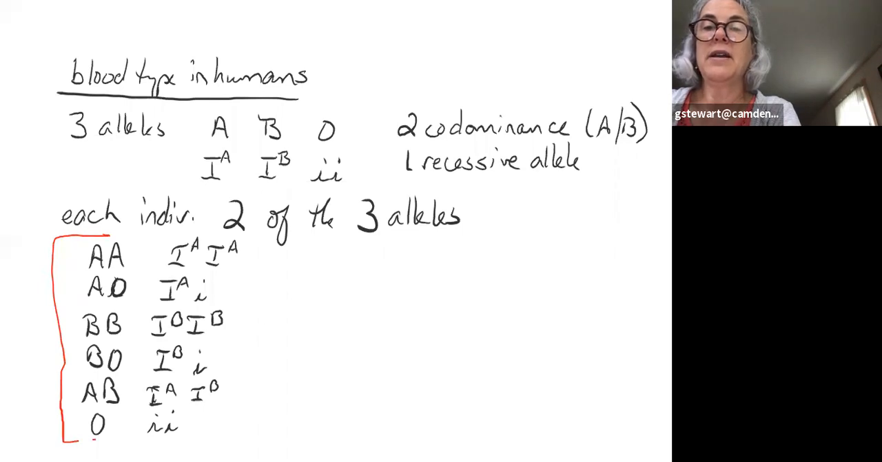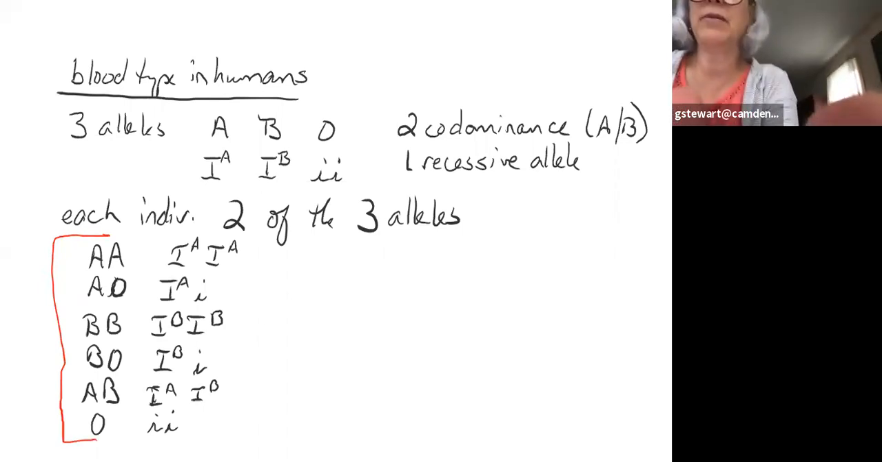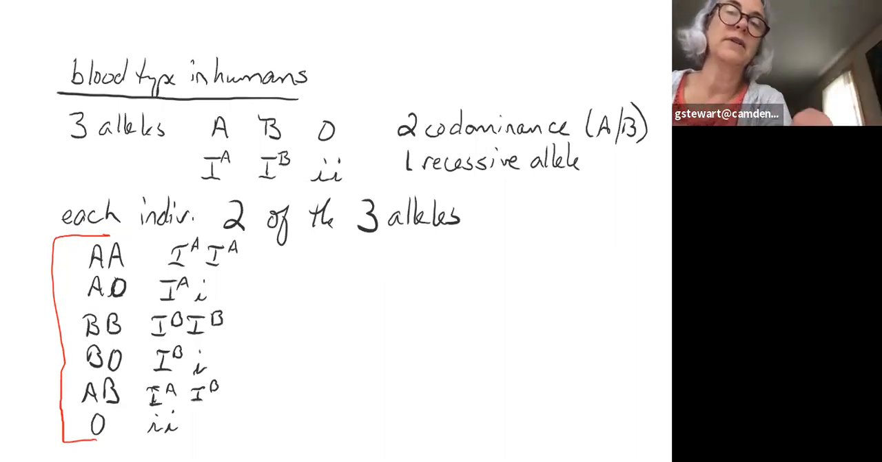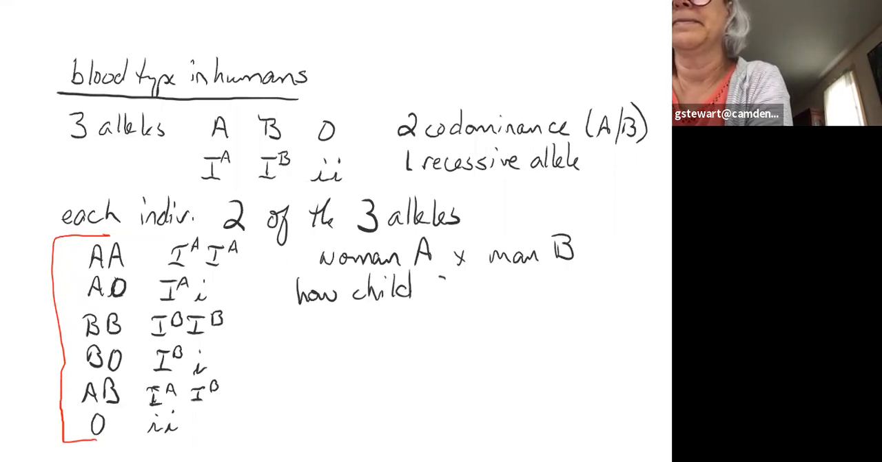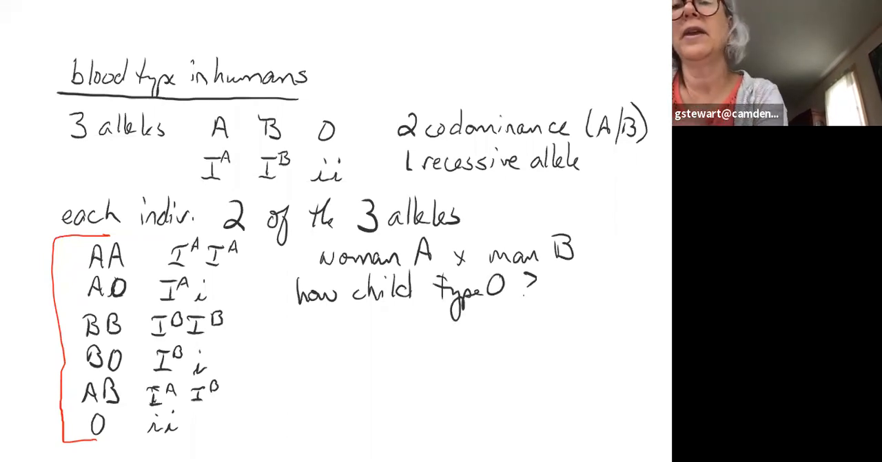And then depending on who we mate with, that will influence what the possibility of alleles are for our children, right? So let's do a quick example here. If there was a woman who was blood type A, for example, and she married or mated with a man that was blood type B, how could it be possible that they have a child with blood type O?